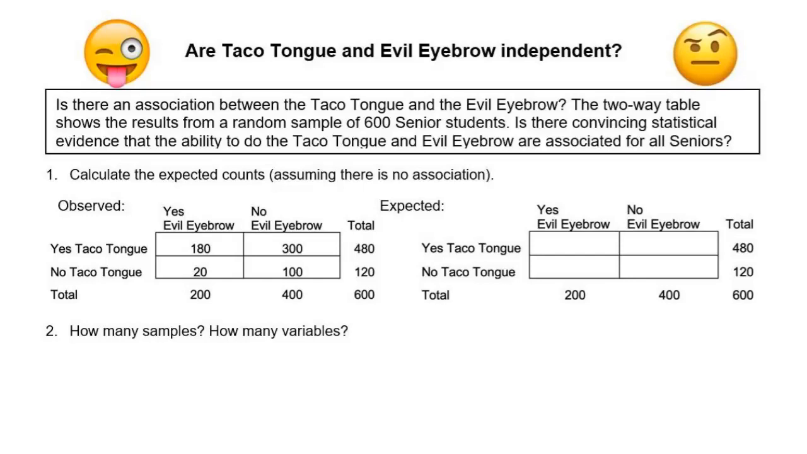Do you guys remember from Friday's lesson how to find the expected counts on a two-way table like this? All right, please go ahead and find the expected counts. It's exactly like what we did on Friday. Find the expected counts.